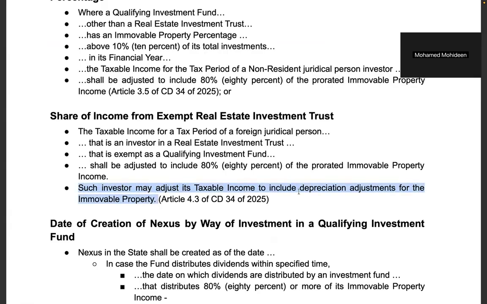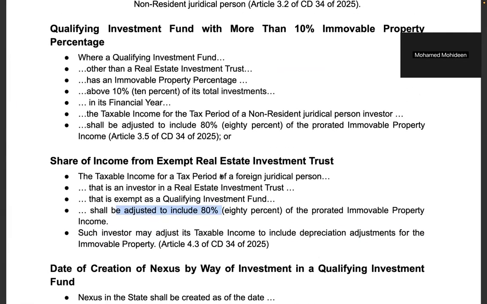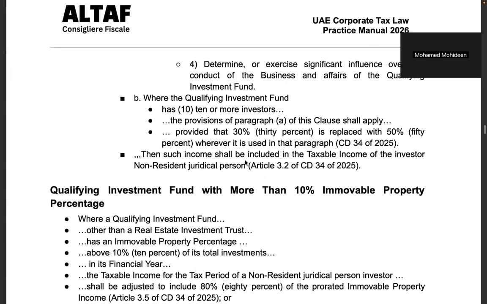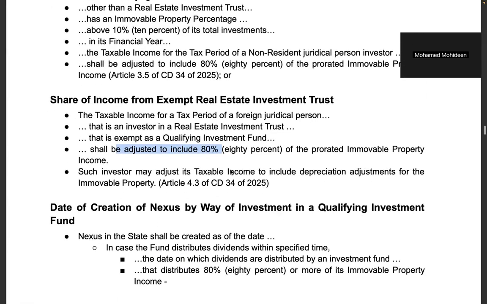Such an investor may adjust taxable income to include depreciation adjustment. It shall be adjusted to 80%. Why all of this pain of issuing all these decisions? They are meeting the conditions, right? Yes, they are meeting the conditions. What if in case they don't meet the condition? My simple question is, is this taxable income from UAE corporate tax perspective or not? Provided they fall under the categories, of course, yes, 100%, they will have to register.